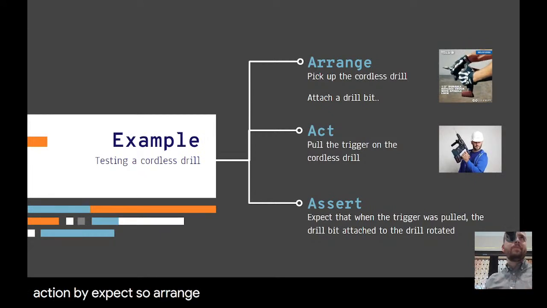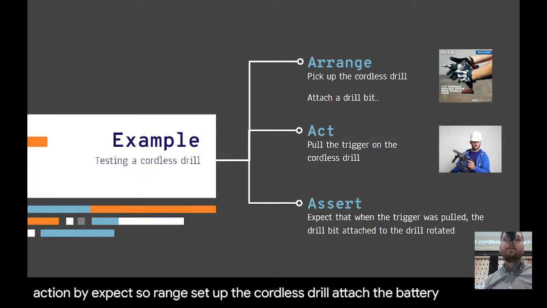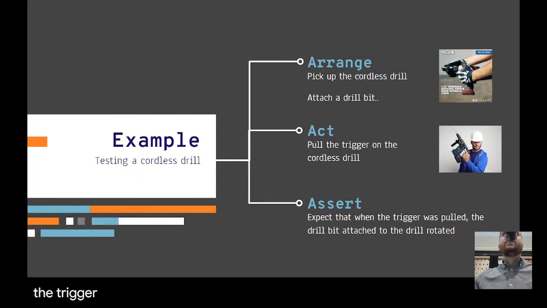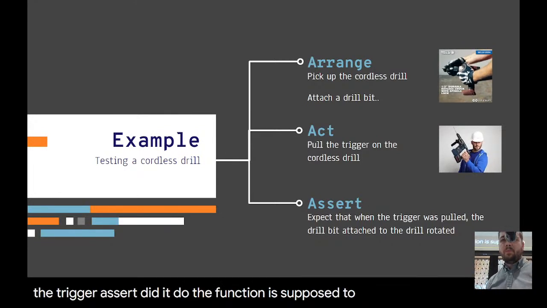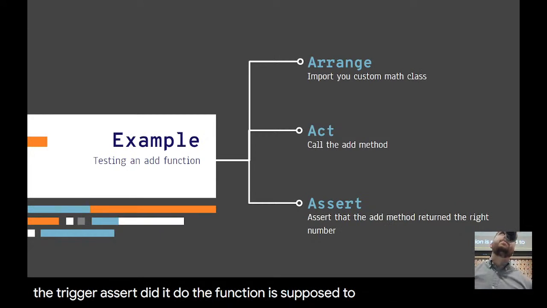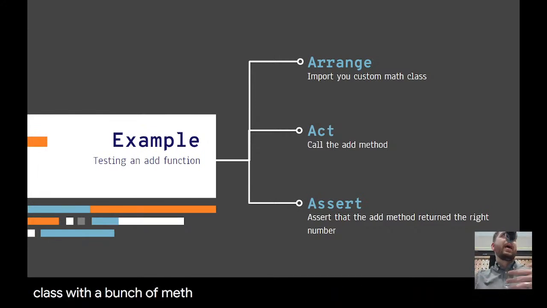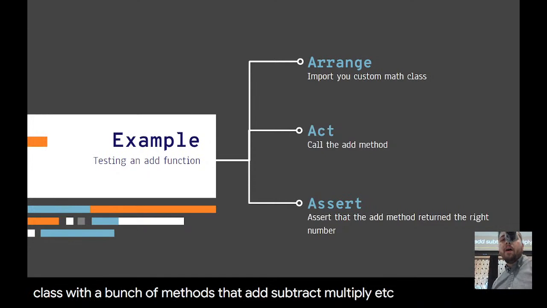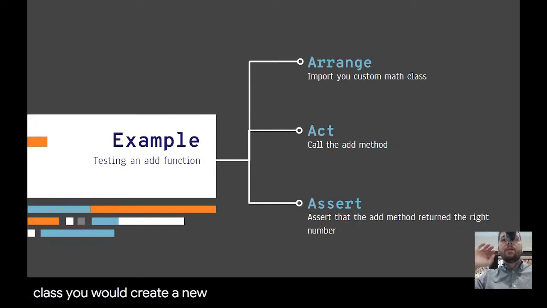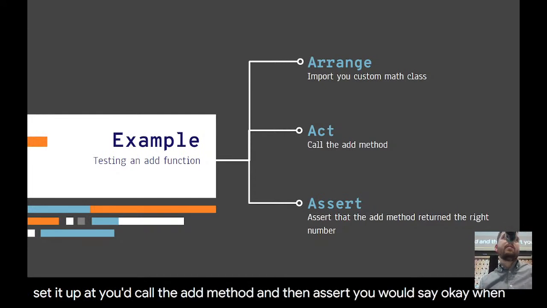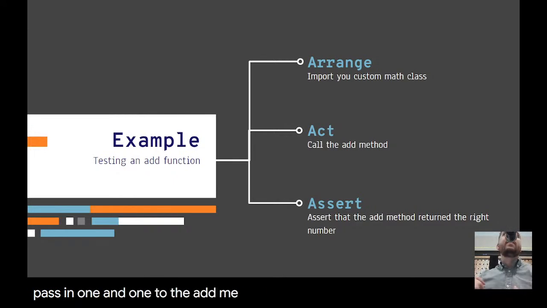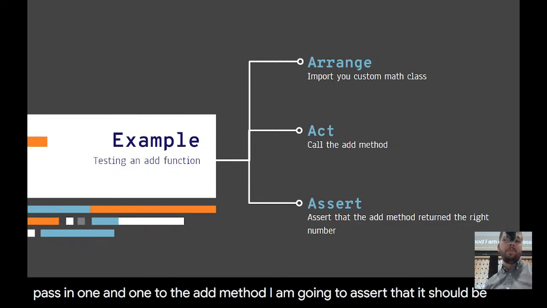So arrange: set up the cordless drill, attach the battery, etc. Act: pull the trigger. Assert: did it do the function it's supposed to? Now, a coding example: let's say you made a custom math class with a bunch of methods that add, subtract, multiply, etc. Arrange: you'd import your math class and create a new instance of it, whatever you need to do to set it up. Act: you would call the add method. And then assert: when I pass in 1 and 1 to the add method, I am going to assert that it should be a 2.